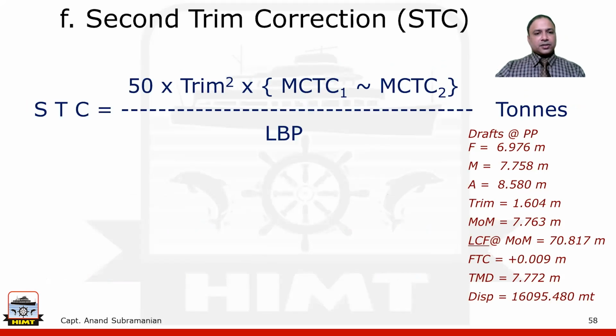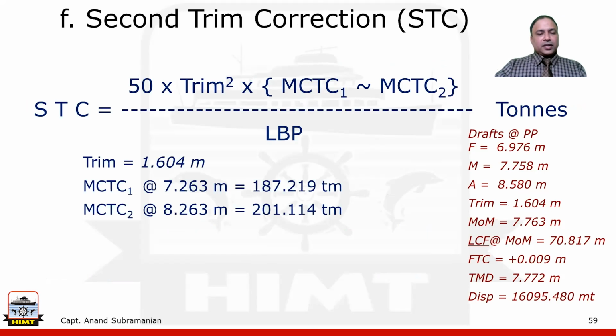Now we come to the second trim correction. The second trim correction formula reads as 50 times trim square and the difference of MCTC 1, MCTC 2. So we have the MCTC difference out here, so we can obtain the values. For a trim of 1.604, MCTC1 is for a draft of 7.263, that is 187.219. MCTC2 is for a draft of 8.263, and that is 201.114.